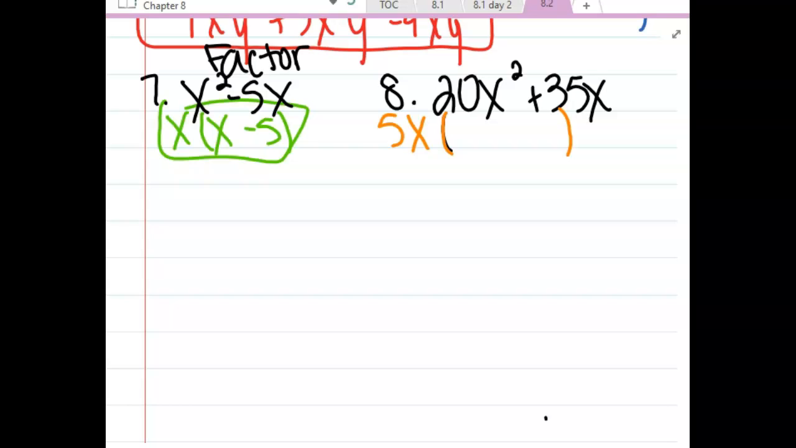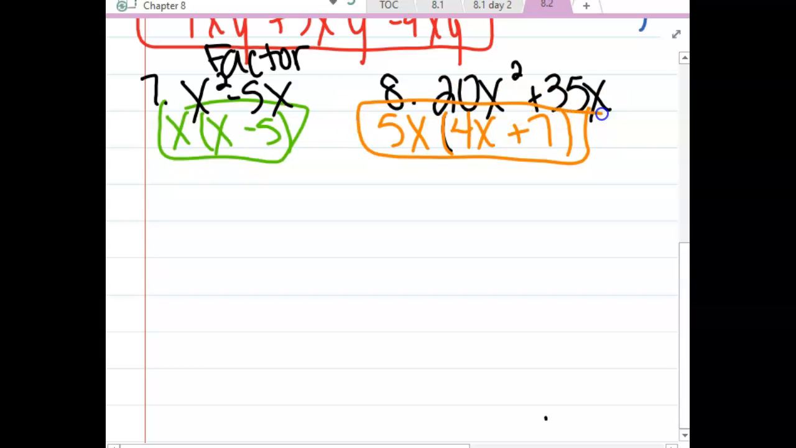And then think about the distributive property. 5x times what would give you 20x squared? 4x. 5x times what would give you 35x? Plus 7. Okay, this is the factoring part. See, I told you guys, it's so fun, isn't it? I know, it's so fun.